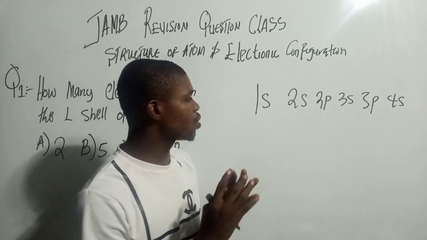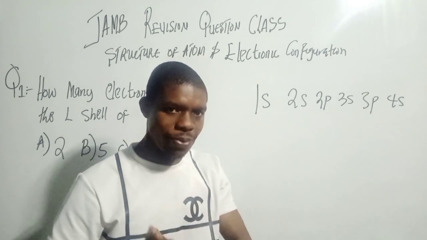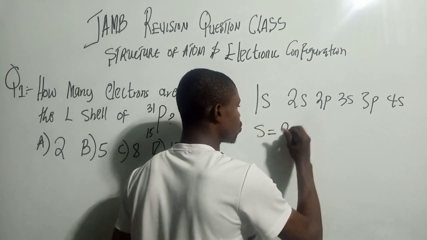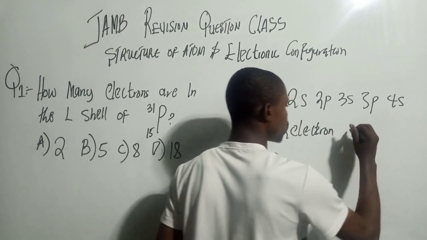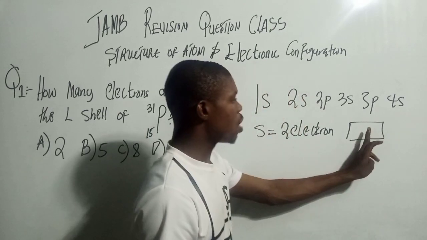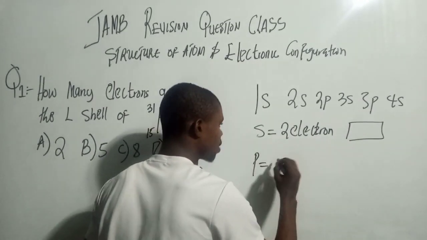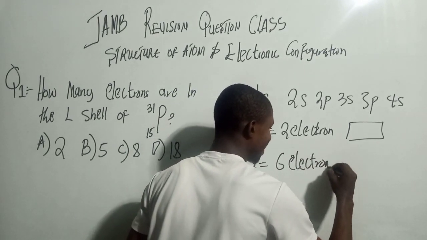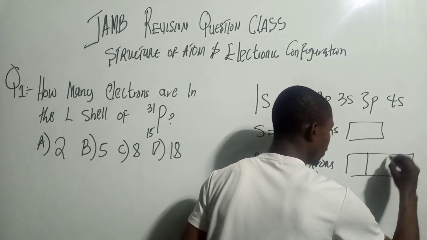So we are using only the s and p orbitals. The s orbital can accommodate a total of 2 electrons, and that is one suborbital. Do you get that? The p orbital can accommodate a total of 6 electrons, and that is 3 suborbitals.